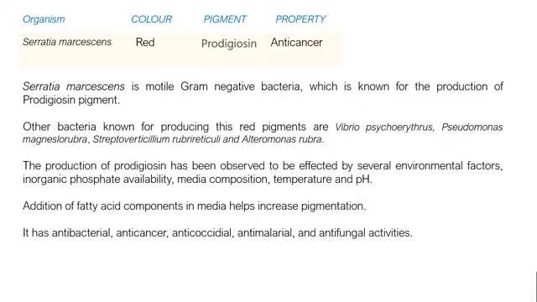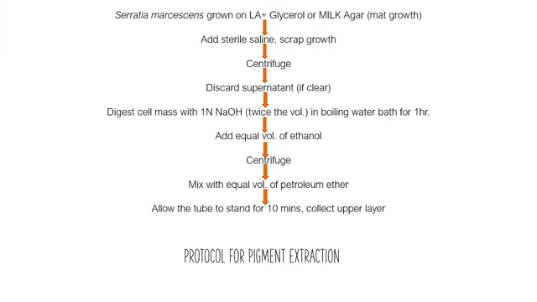Prodigiosin is widely studied and widely used as it has good properties like antibacterial, anti-cancer, anticoccidial, anti-malarial, antifungal, etc. Prodigiosin is widely used in food industries, pharmaceuticals and in textile industries also. So this is the protocol for pigment extraction. This is the general structure of the protocol.